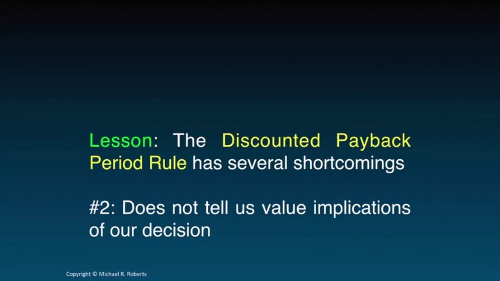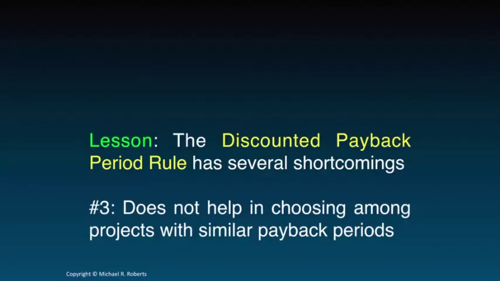Number 2, it's not telling us the value implications of our decision, right? It's not helping us quantify the effects of any decision that we make. It's also not helpful in choosing among projects with similar payback periods. So I've got 3 projects. They all have payback periods of 4. Which one do I choose if I can only choose one?